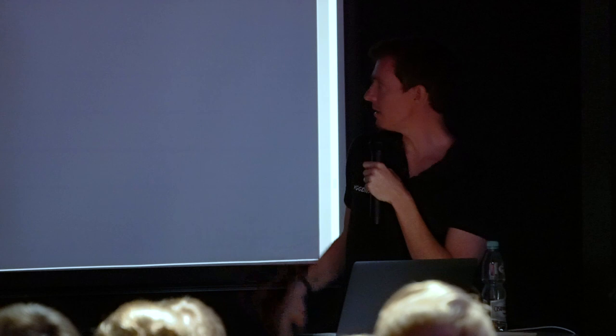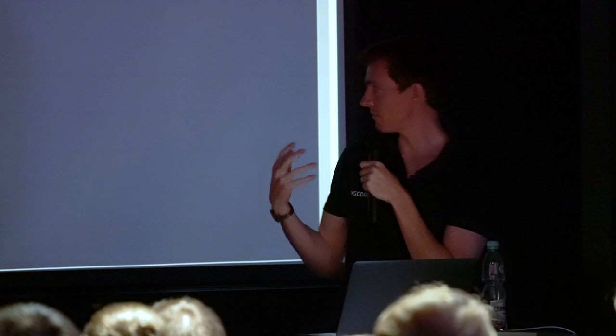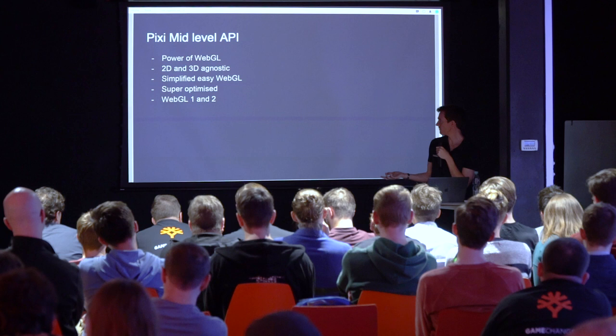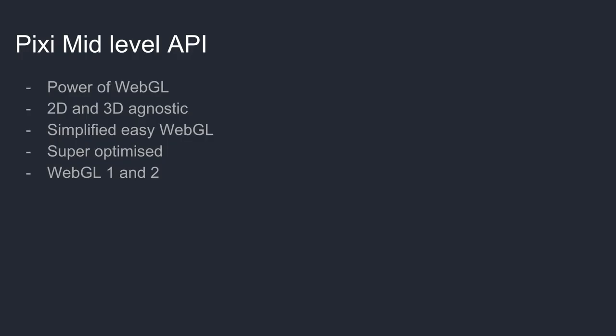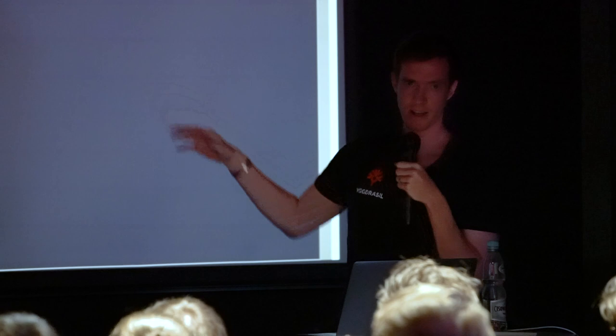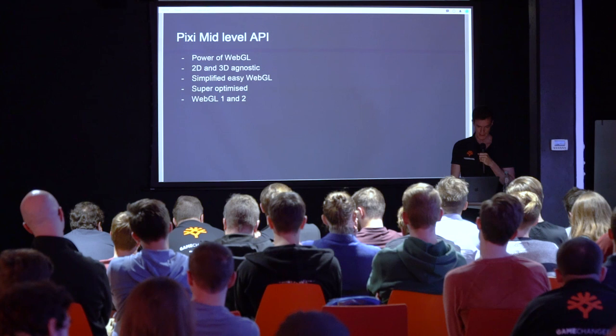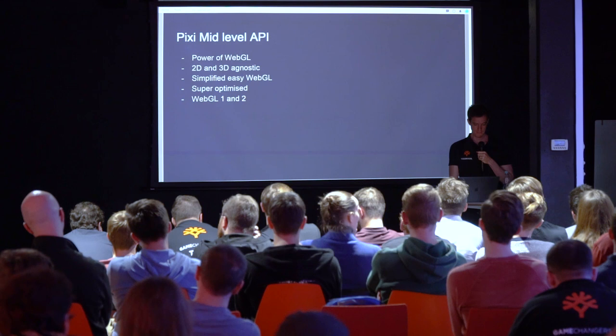So what we wanted to do is make a new level in Pixi, which is the mid-level API. It's 2D, 3D agnostic. It's super optimized, so where we can, we optimize all of the WebGL for you. And it's WebGL 1 and WebGL 2. We like to think of it as simplified, easy WebGL. So we take the concepts of WebGL and build on them, and we build the API trying to make it so that you can do anything you can in raw WebGL, but in a lot less code. But you still have all of the high-level stuff, so you can still do all of your sprites and textures. Then you can switch gears into this other API, do some crazy stuff, and then switch back to adding buttons to the screen. I think that's going to be really cool, because it means people can just do some really gnarly, crazy stuff.